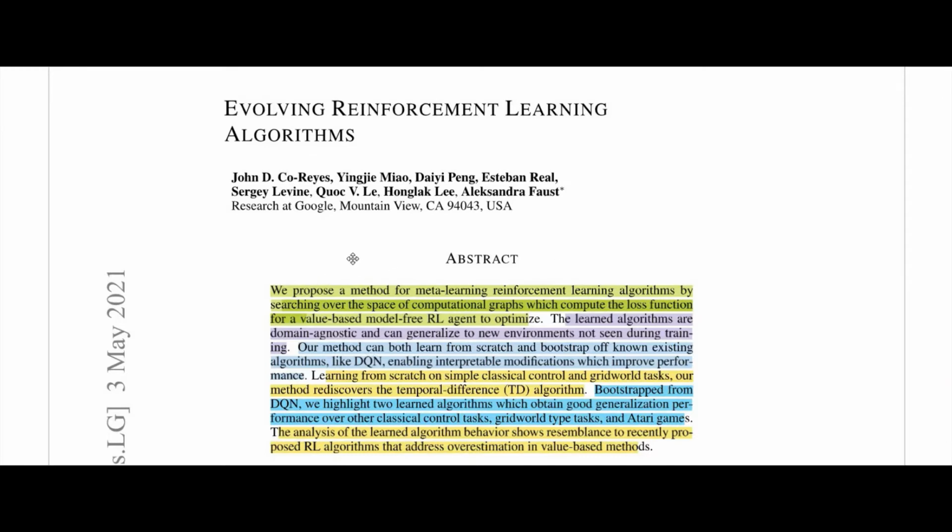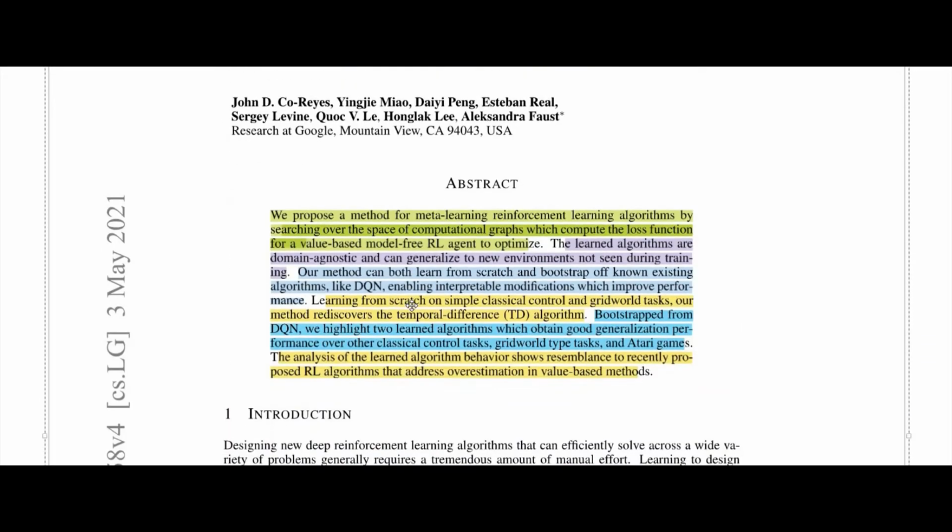And what they say is that they represent RL algorithms as a computation graph. So they say that RL algorithms can be represented as a computation graph. And their algorithm searches over the space of that computational graph to find the best possible computation graph, which is in fact the best possible RL algorithm, which solves the task, which performs the best. And they say that their learned algorithms are domain agnostic and they can generalize well. So that is pretty cool.